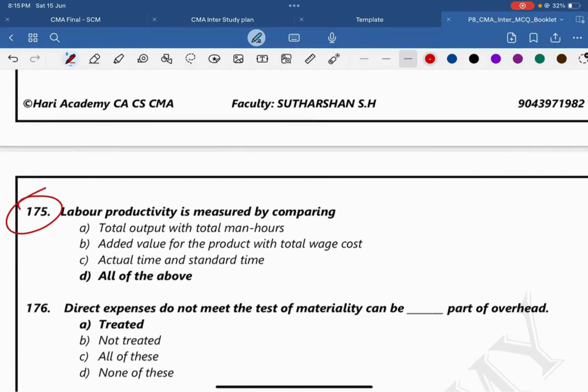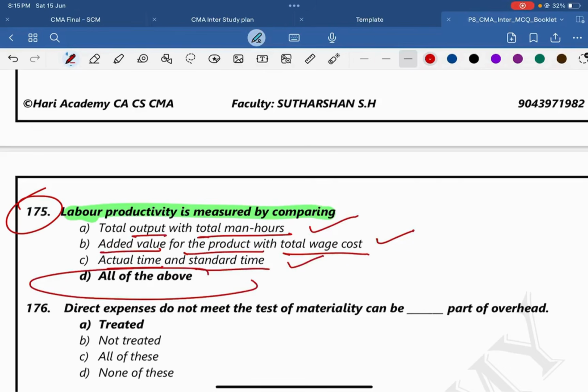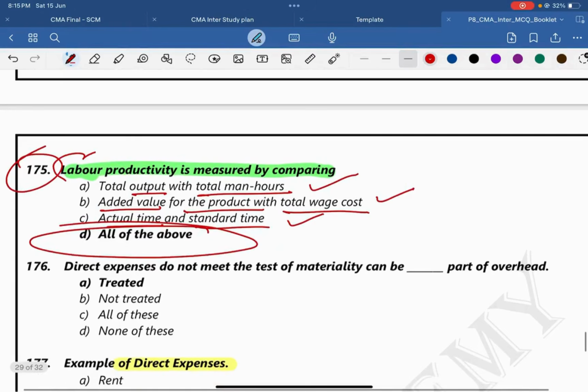Then 175: labor productivity is measured by comparing total output with total labor. Yes, you can do that. Added value for the product with total wage cost, you can do that. Actual time and standard time, both also you can do. So my answer is all of the above. Labor productivity, keenly focus on this part.